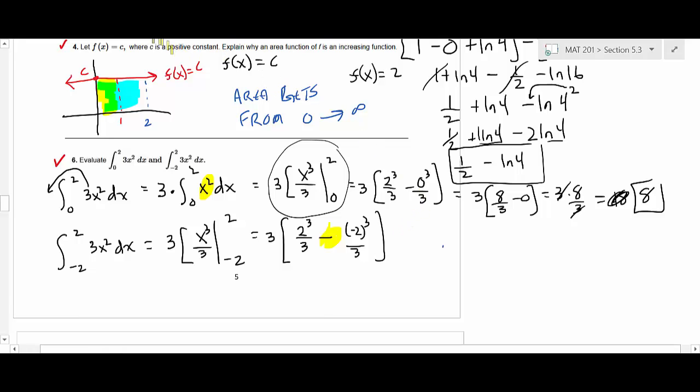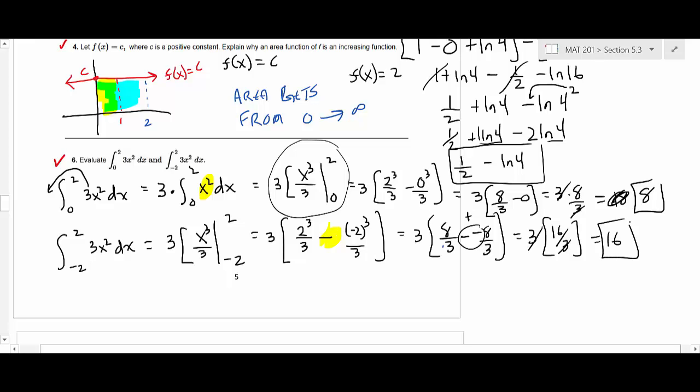So let's see if we do get 16 out of this then. That's going to be 3 times 8/3, minus, and see, that's going to be -8/3. So it doesn't cancel, so you'd end up getting 3. That becomes plus, so that's 16/3. So, as we predicted, you got double the area. So you can take advantage of those sometimes.